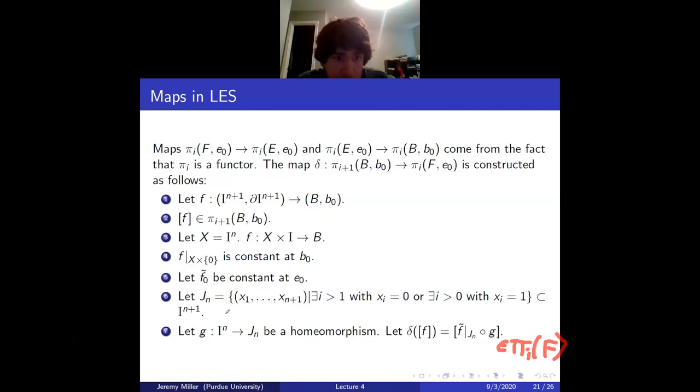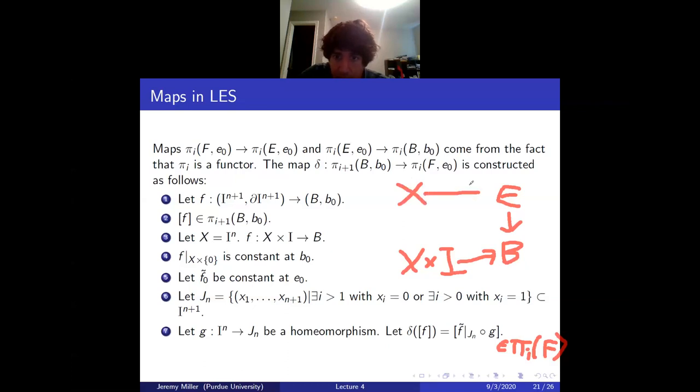What's the first step? Well, we need to use that this map P is a fibration. So let me just redraw the diagram. The diagram says that if we have a map X cross I into B and X here, then we get a map like that. So how do we get a map from X cross I into B? Well, we'll just let X be I^n. I^n cross I is I^{n+1}. Great, so we're just going to view f as a map from X cross I into B.